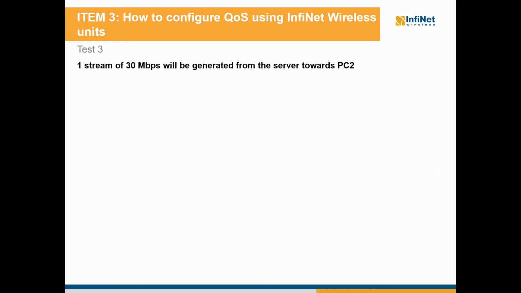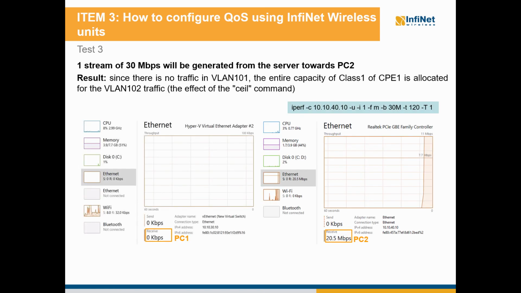During the third test, I have generated one single stream of 30 megabits per second from the server towards PC2. The result is that since there is no traffic to or from PC1, PC2 gets the entire capacity of the class 1 of CPE1 thanks to the CL command.